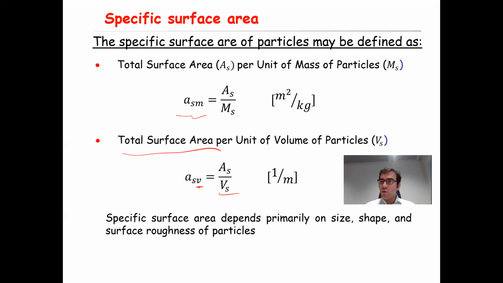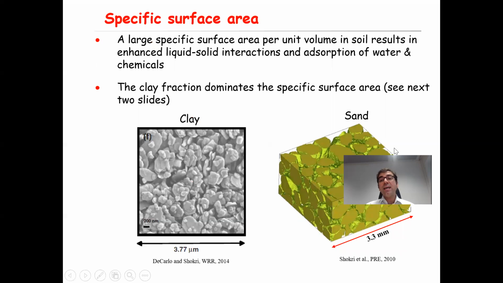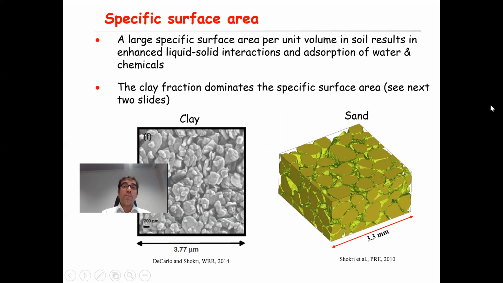So why do we need to know about the specific surface area? In fact, a large fraction of the specific surface area per unit volume in soil results in enhanced liquid-solid interactions, right? And absorption of water and chemicals. Because when you have a large specific surface area, therefore you have more surface for reactions, right? And or solid-fluid interactions.